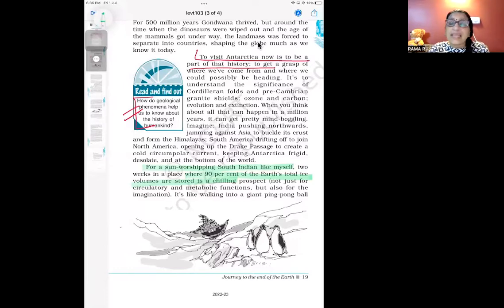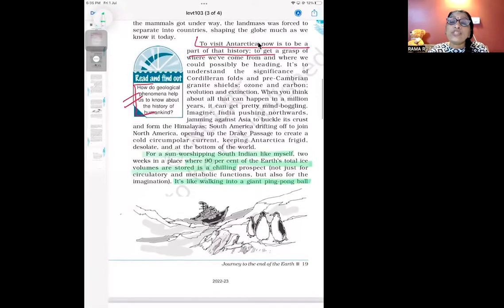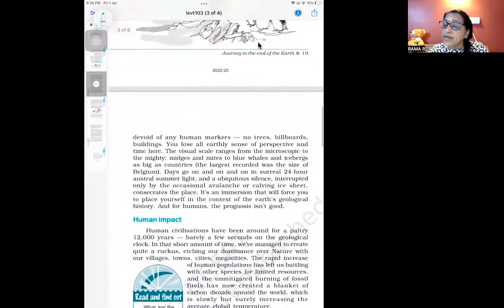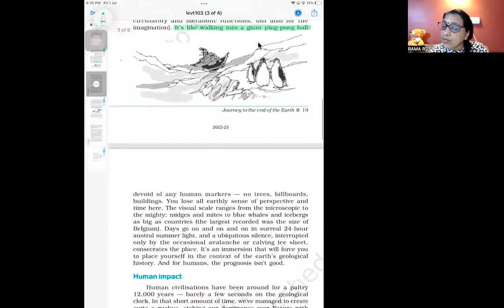It's like ये पेपर में आया हुआ, this one, ये वाला जो लाइन है ये आई लाइन में आया था. It's like walking into a giant ping pong ball devoid of any human markers. मतलब it was quite slippery. पिंग पोंग बॉल मतलब जब आप उसके ऊपर चलते तो ऐसे ऐसे से चलता है ना, तो the ice was quite slippery.